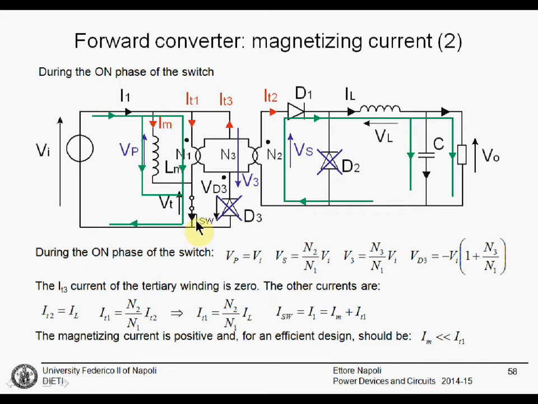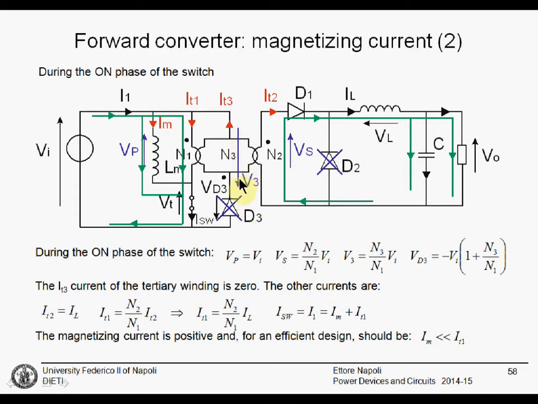We can surely say that the primary voltage, that is Vp, is just equal to Vi, since the transistor voltage is 0, the on-state voltage drop, we can say it is almost 0. As a consequence, the secondary voltage is N2 divided by N1 multiplied by Vi. V3 is equal to N3 divided by N1 multiplied by Vi. But please note that V3 is in this direction.